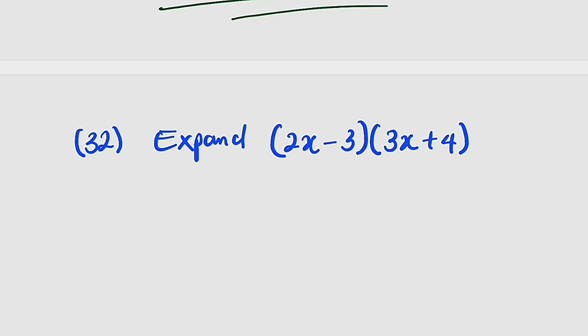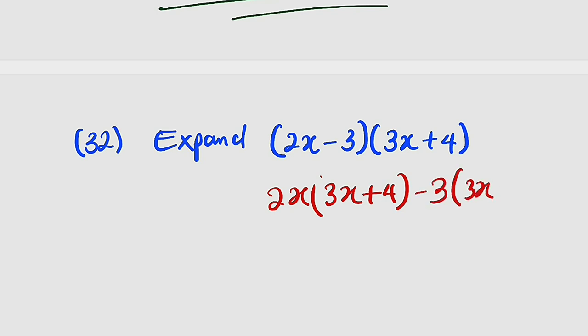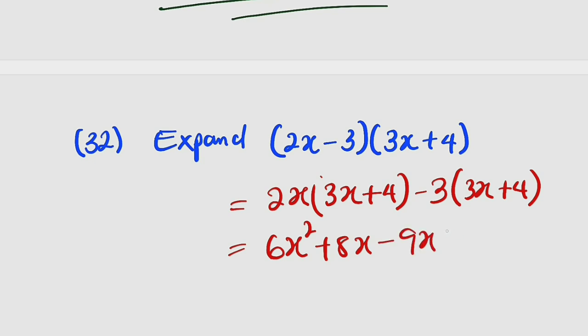Question number 32, we are asked to expand these factors. So we take the first number here, 2x, then we multiply over 3x plus 4. We take the second one, which is negative 3, we distribute it over 3x plus 4. Let's expand. 2x times 3x, that is 6x squared. 2x times 4 is 8x. Then you go to the other one, negative 3 times 3x, that is negative 9x. Then negative 3 times 4, that is negative 12.